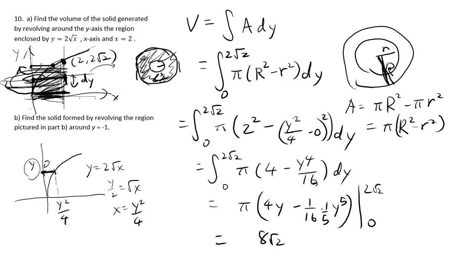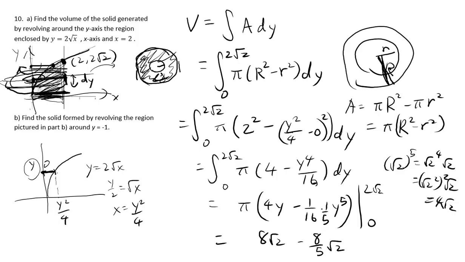And radical 2 to the 5th power, what's radical 2 to the 5th power? That's radical 2 to the 4th power times radical 2. Radical 2 squared is 2, 2 squared is 4, so you get 4 radical 2. And then because 2 to the 5th power gives you 32, you end up with 32 times 4, which is 128, but when you divide by 16, you end up with 8. So it'll be 8 over 5 radical 2.